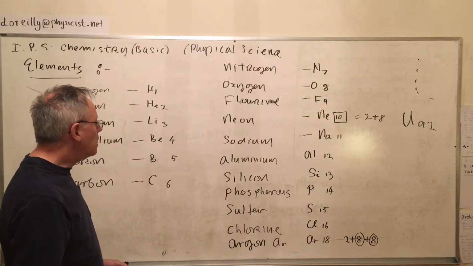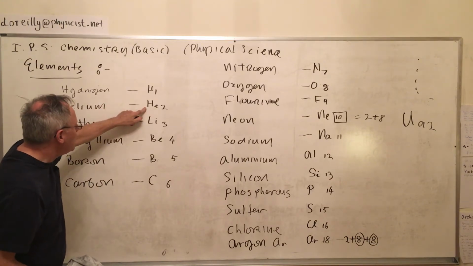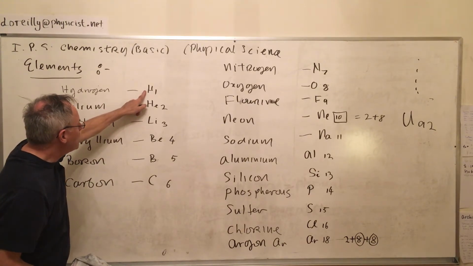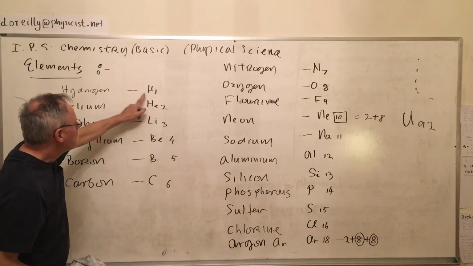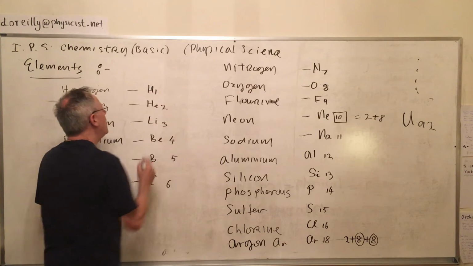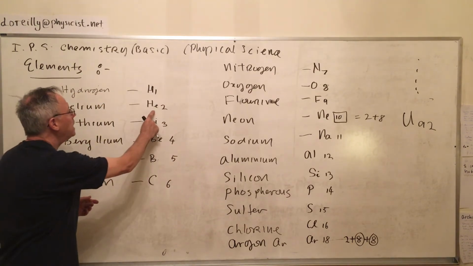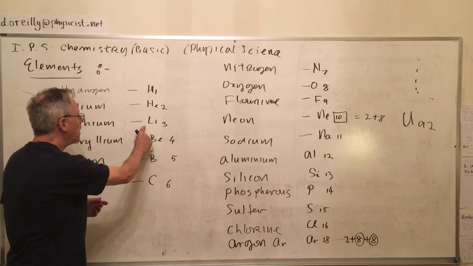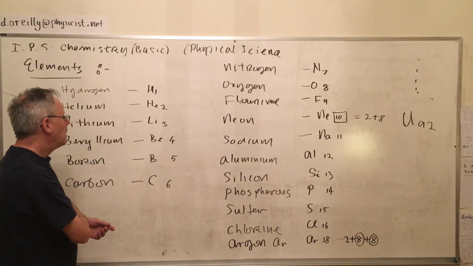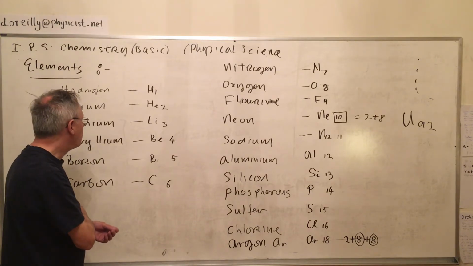Alright, so these are the elements listed in order, and I want you to notice the symbol H for hydrogen, He for helium. So there's always a first, sometimes a second letter. The first letter for hydrogen is just an H, but since we have two elements beginning with an H, we have to put an E in for the next one, right? Lithium. Now I don't know if there's any element with an L. I'm not sure.